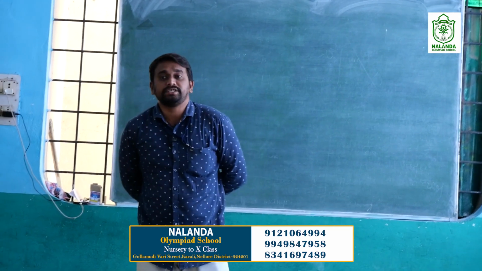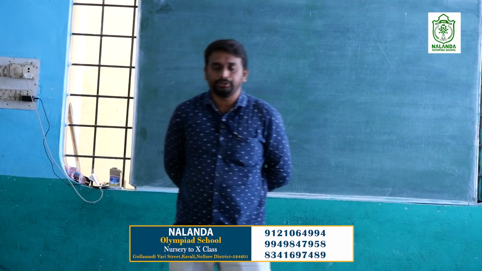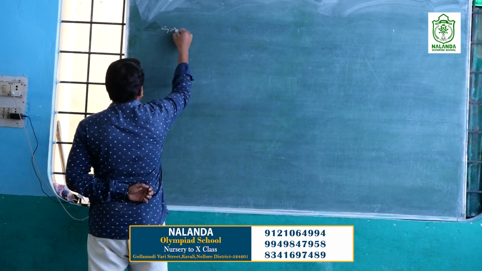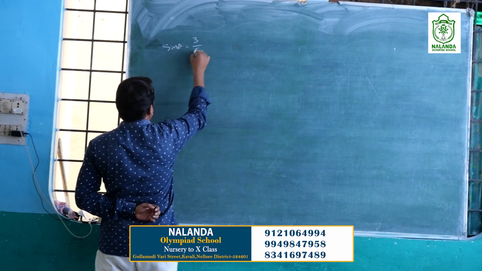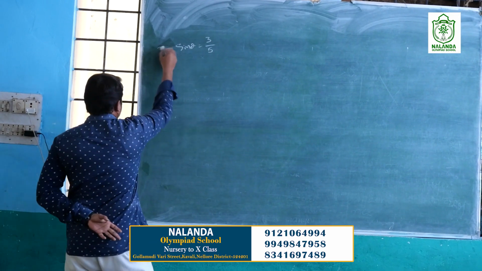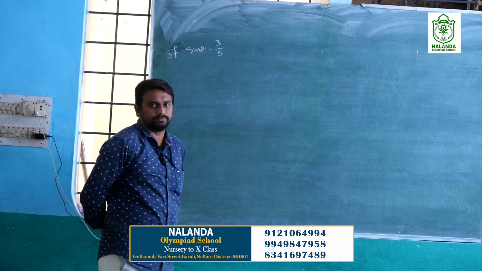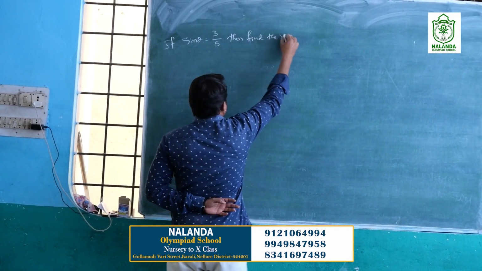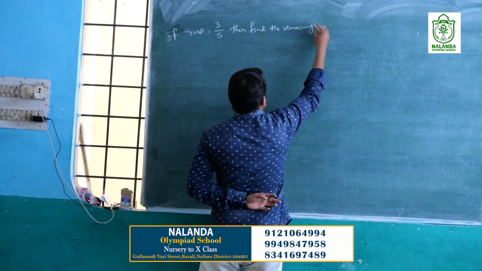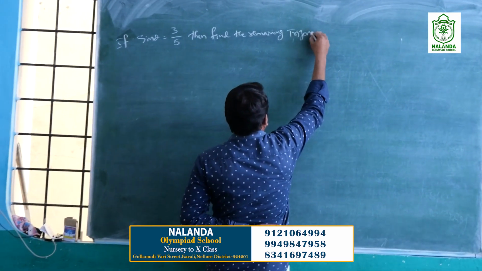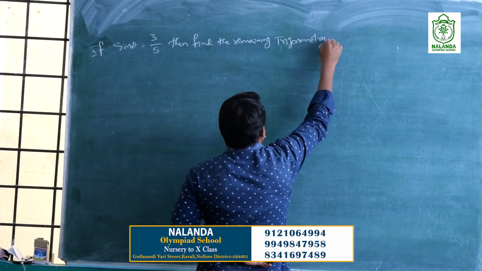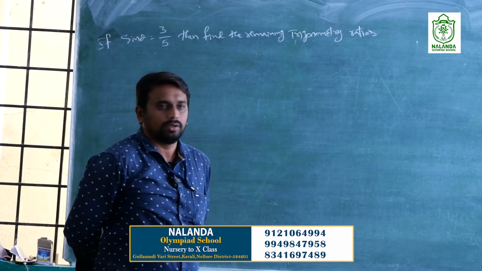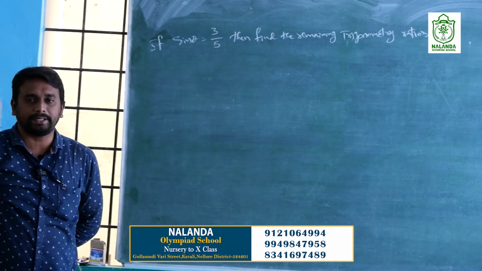Now, using these trigonometric ratios, I want to solve one of the sums, that is, sin theta is equal to 3 by 5. If sin theta is equal to 3 by 5, then find the remaining trigonometric ratios.